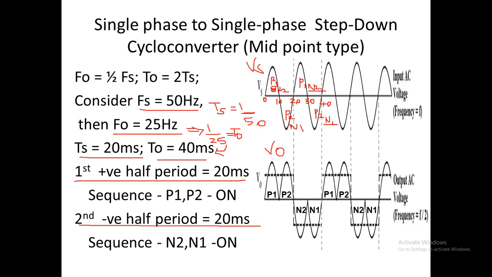So P1, P2 will be totally 20 milliseconds of positive half cycle. P1 will conduct for 10 milliseconds and P2 will conduct for another 10 to 20 milliseconds. Then 20 to 30, N2 will be conducting, and 30 to 40, N1 will be conducting. So this is for the frequency of 25 hertz.